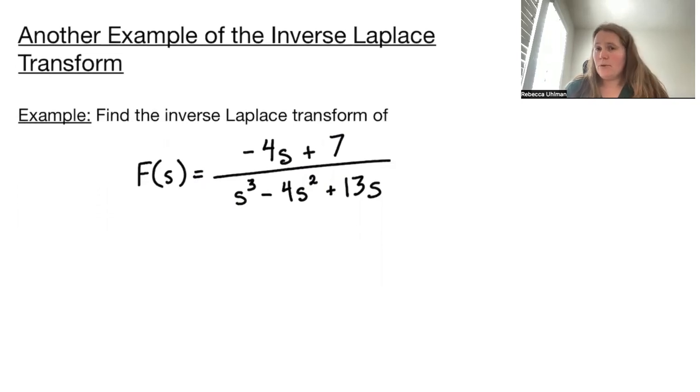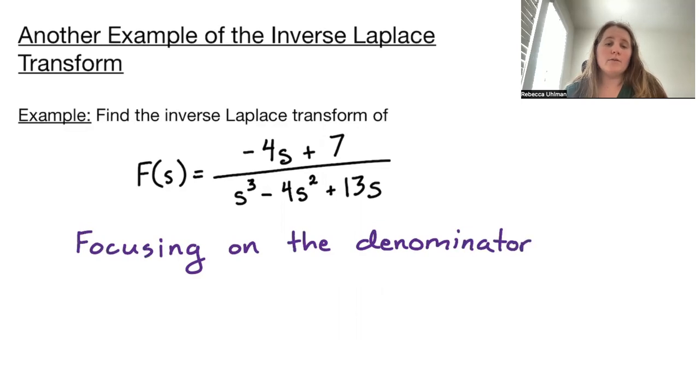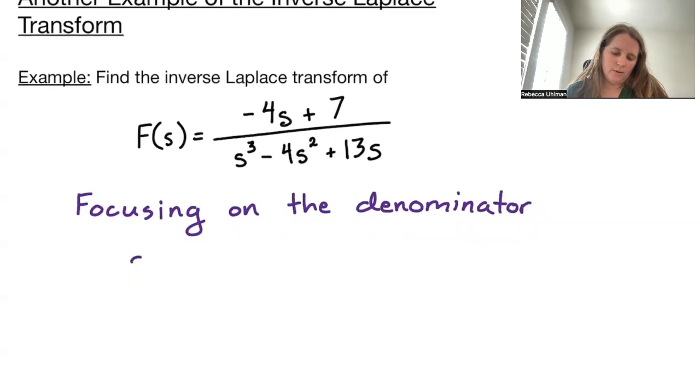First thing we need to do is focus on the denominator, factor the denominator, get it into common forms. I guess I should read the problem. I apologize. We're looking at finding the inverse Laplace transform of F of s equals negative 4s plus 7 all over s cubed minus 4s squared plus 13s. So our denominator is s cubed minus 4s squared plus 13s.